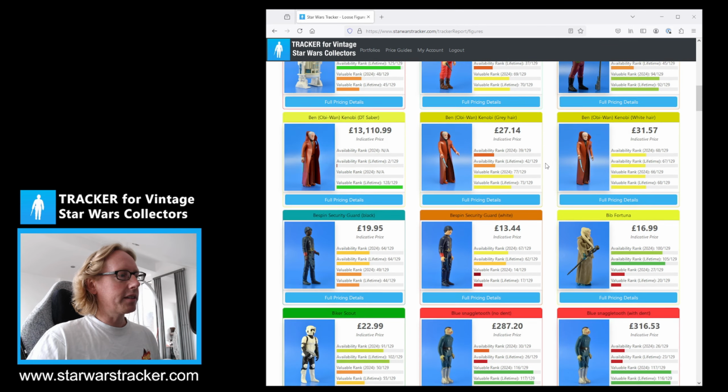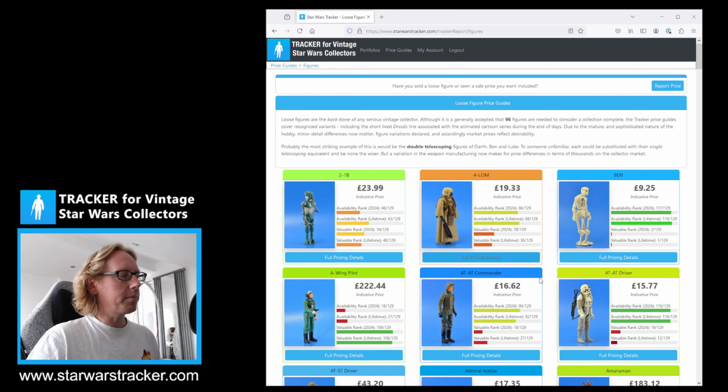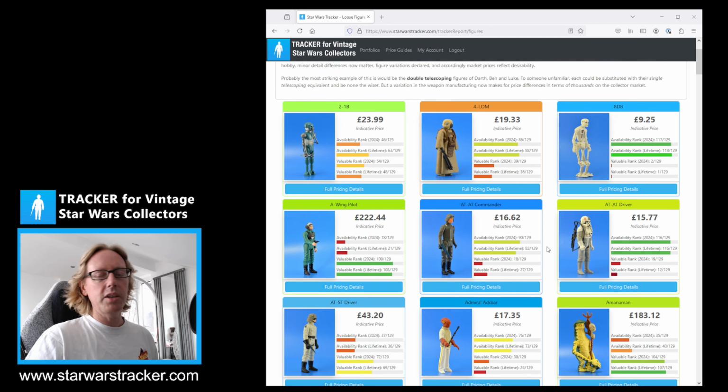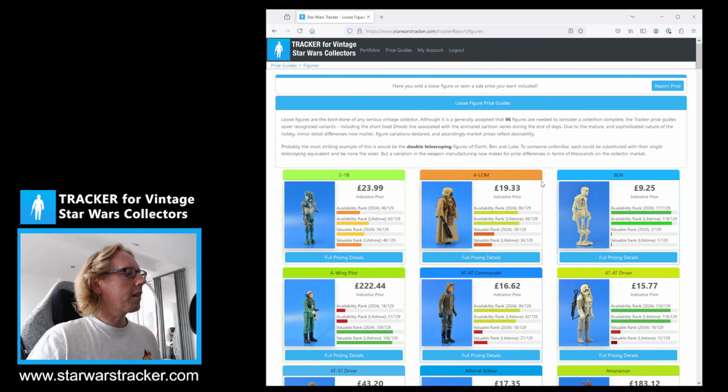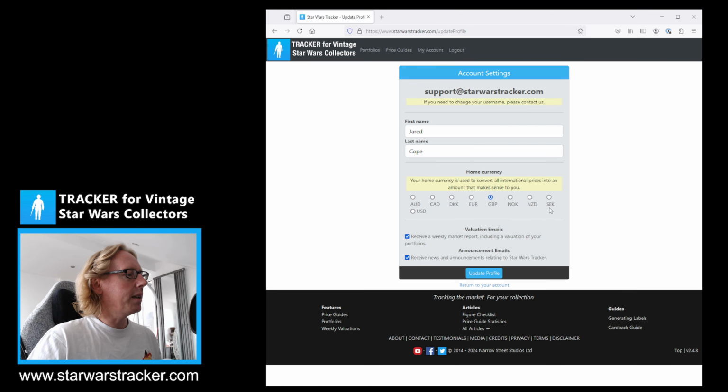But to go in and get the full details, you actually click on one of the pricing tiles, and then that'll take you to a much richer, deeper view of what's going on. But before I do that, I think what I'm going to do is quickly change the currency that Star Wars Tracker uses for me, and I'm going to set it to USD.